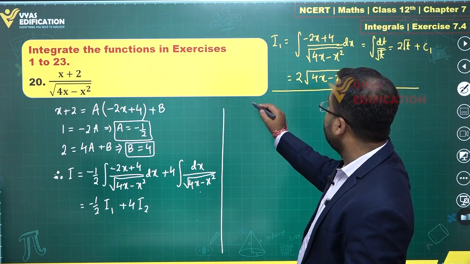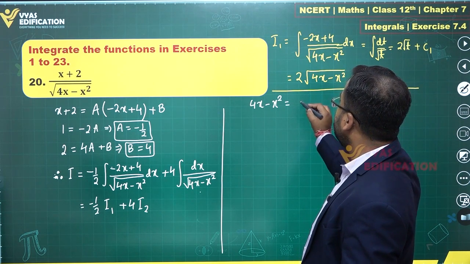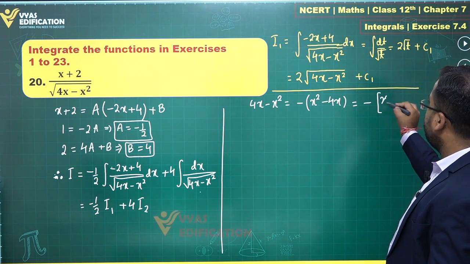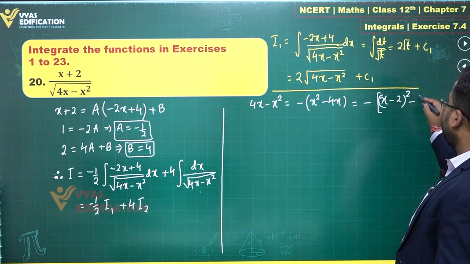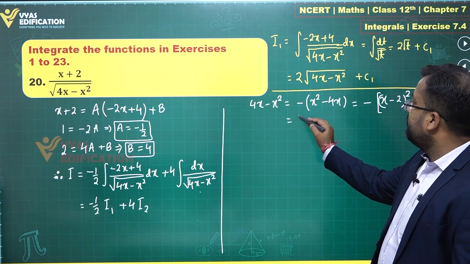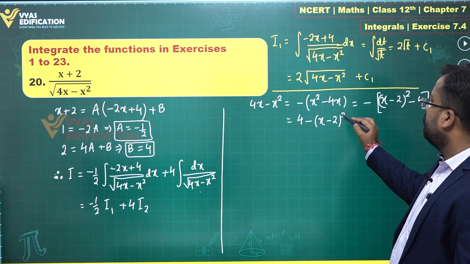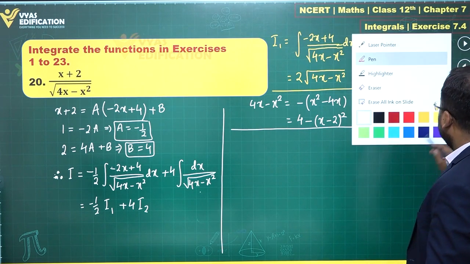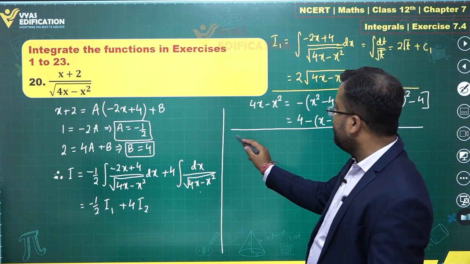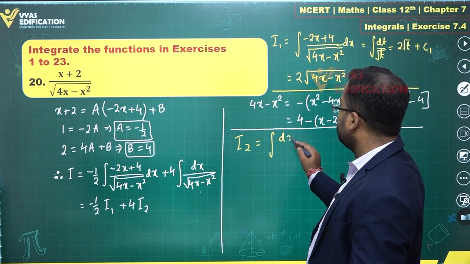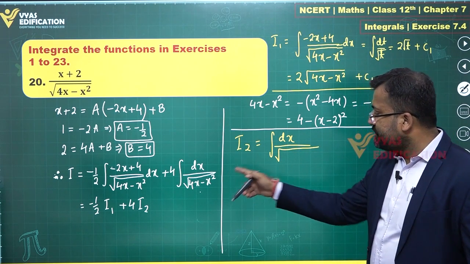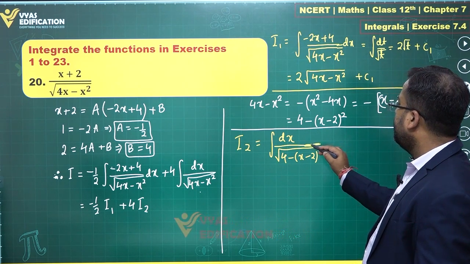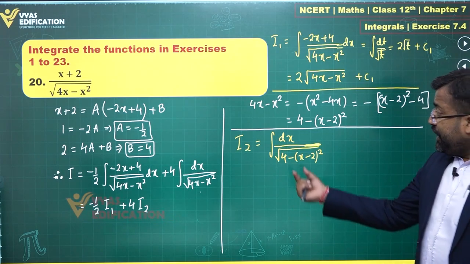I need to complete the square of this. So 4x minus x square can be written as minus of x square minus 4x first of all, and this is written as x minus half of 4 is 2 squared, okay, and subtract 2 square, that is 4. This becomes 4 minus x minus 2 square. This is what you have. 4 minus x minus 2 square, yes. And once I have written it as perfect square, therefore I2 becomes equal to integral dx upon under root of this. 4x minus x square is 4 minus x minus 2 square. Right or not? Yes. This is a square minus x square form.